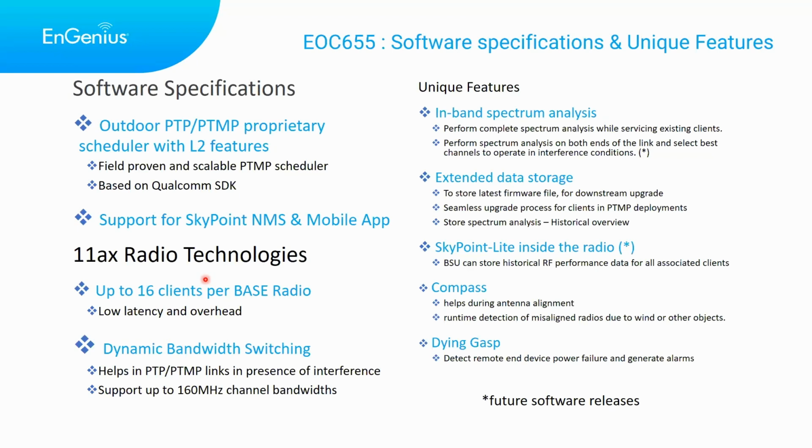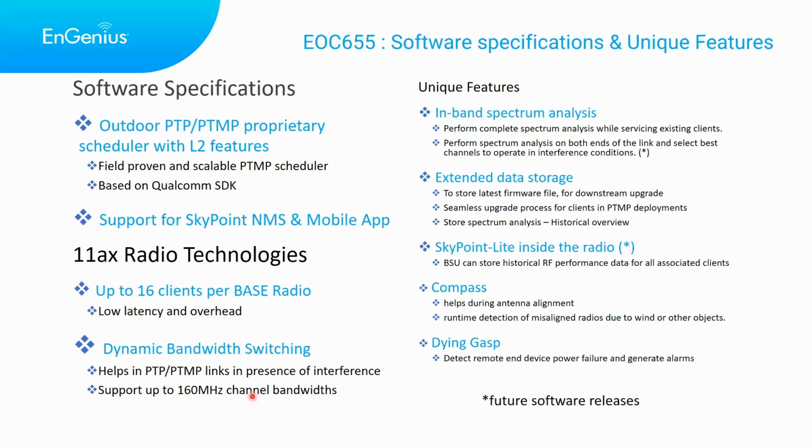So each base station radio can support 16 clients. If you want to have, let's say, multiple links or multiple relays, you can extend from there as well. We have dynamic bandwidth switching. So we support up to 160 megahertz channel bandwidth to give you that maximum throughput. But in case your radio detects, let's say, high noise in the area, you can set it to automatic or dynamic so that your bandwidth can drop to 80 megahertz or 40 megahertz depending on what you configure.